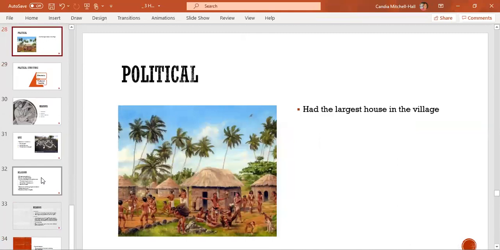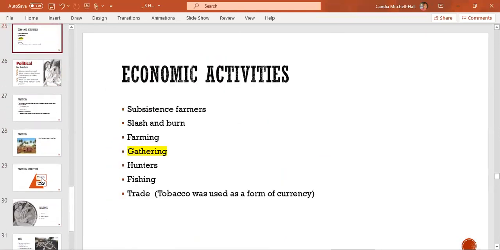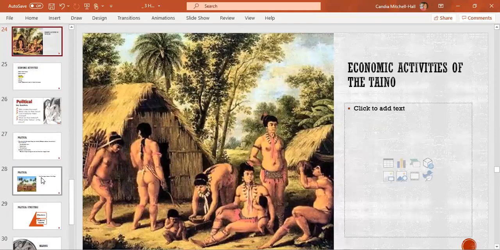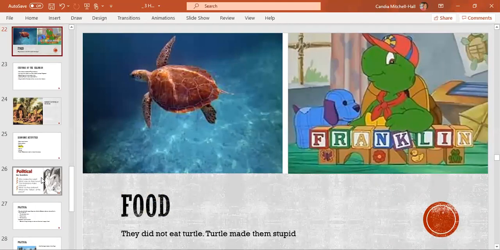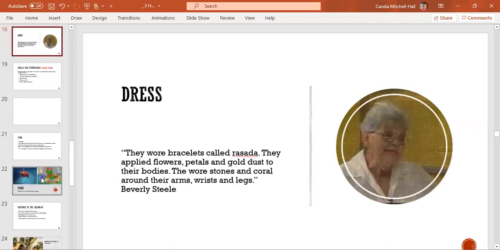Notice the political practices, how their houses were built. Similar to the Tainos, but much smaller. Economic activities, very similar, except when it comes to food, the arrowroots and the turtle. Some of the instruments that they would have used.